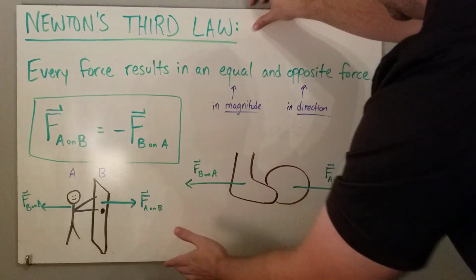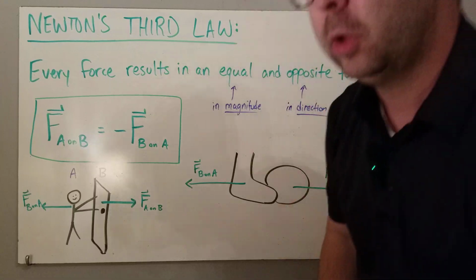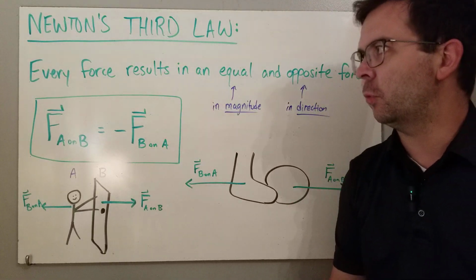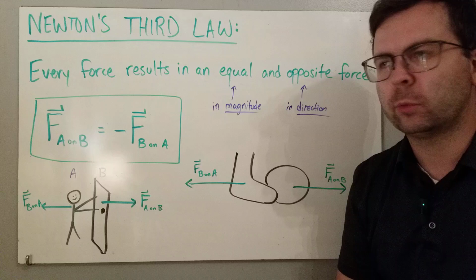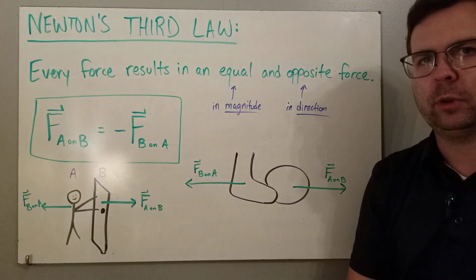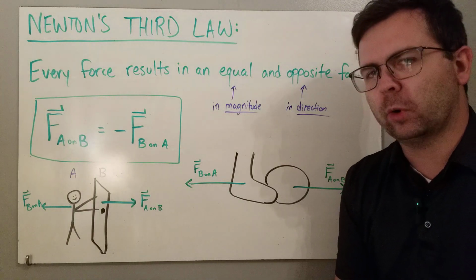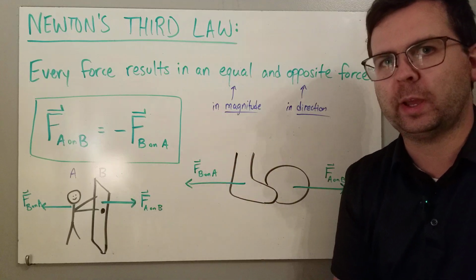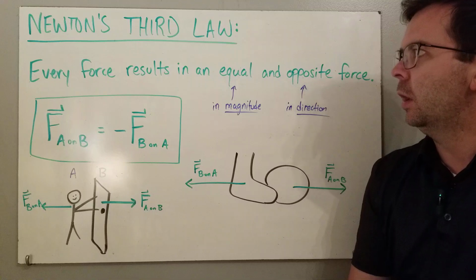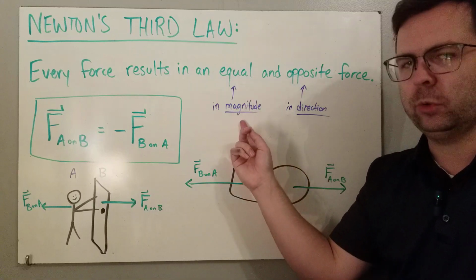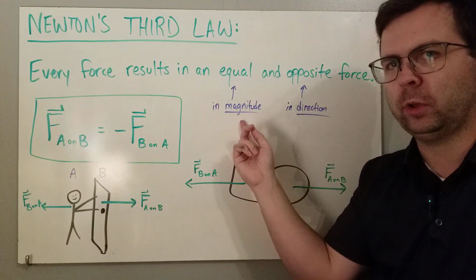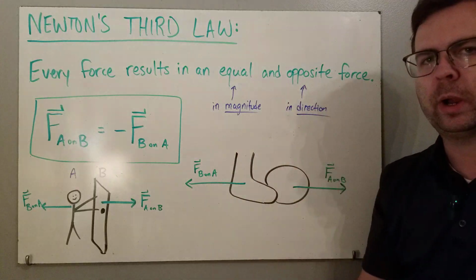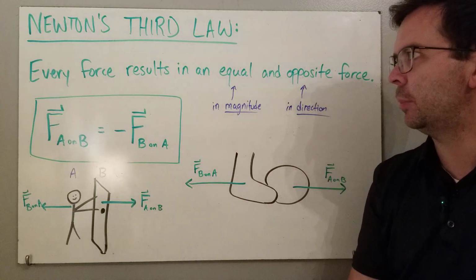So this is known as Newton's third law. And here it is in a more familiar way. I'm sure you've heard this before. Every force results in an equal and opposite force. You can substitute the word force for action here, action and reaction. Every action has an equal and opposite reaction. That's probably what you've heard before. We say they're equal in magnitude, that is, the amount of the forces are equal, and they're opposite in direction. So equal in magnitude, opposite in direction.